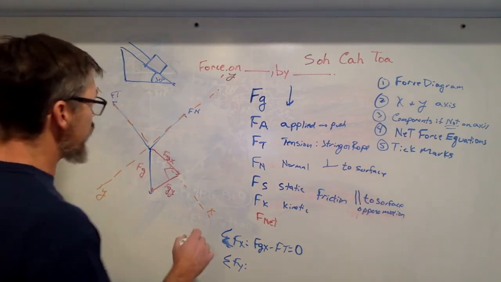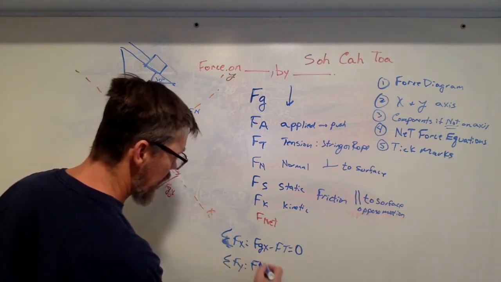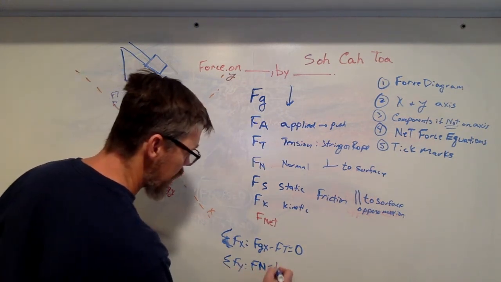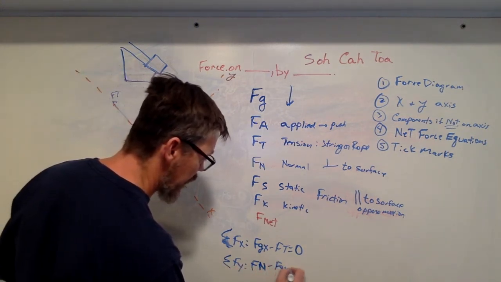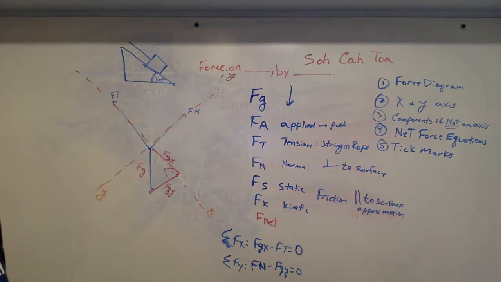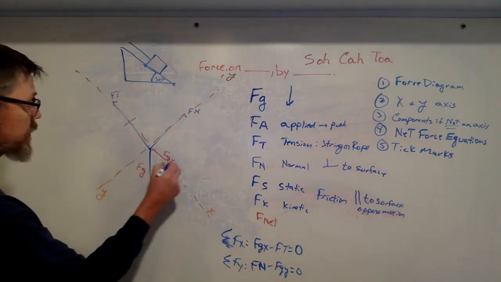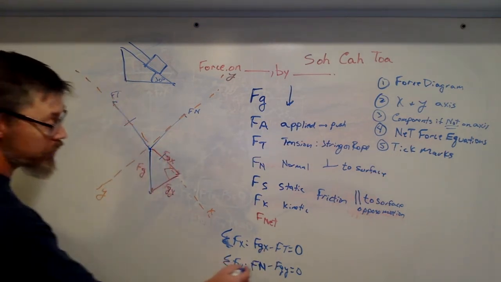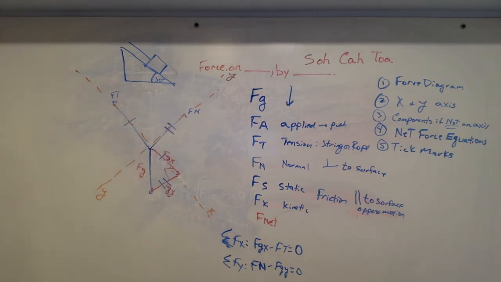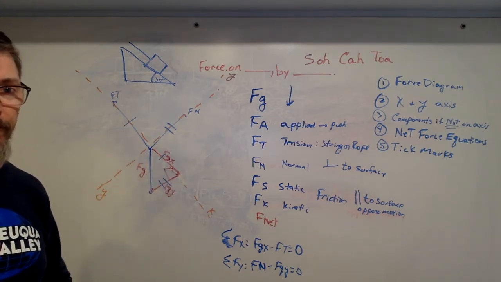Okay, now we do our y's. Positive y is Fn. Negative y, Fgy. Equals 0. Now tick marks. Oh, look at this. Fgx equals Ft. Fgy equals Fn. Double tick it. Those are equal. And the rest is math.